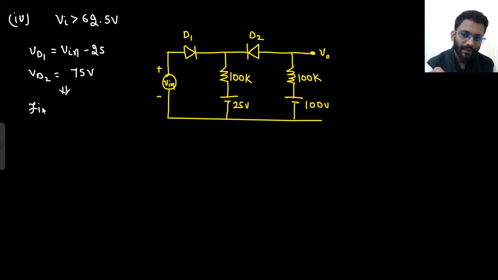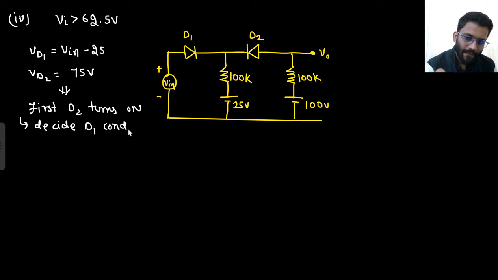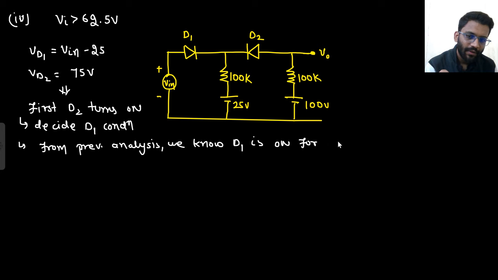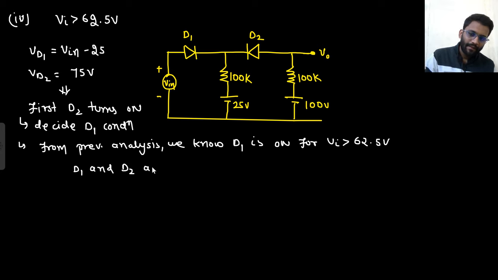First D2 turns on. Then decide D1 condition. From previous analysis, we know D1 is on for Vin greater than 62.5 volt, right? So D1 will turn on for Vin greater than 62.5 volt. So this will certainly turn on. So now both D1 and D2 are on. And V0 will simply be equal to Vin. Both will be shorted. So this is 0, this is Vin. So V0 will be equal to Vin only.